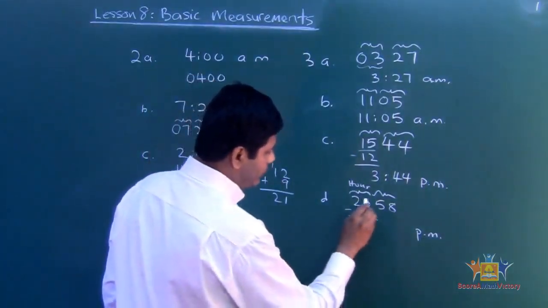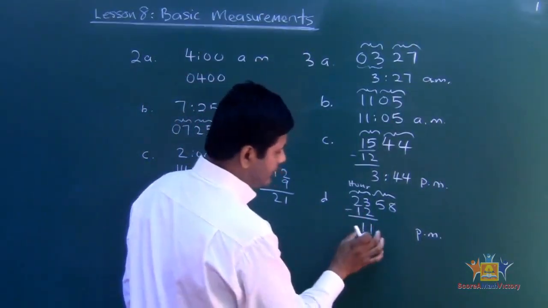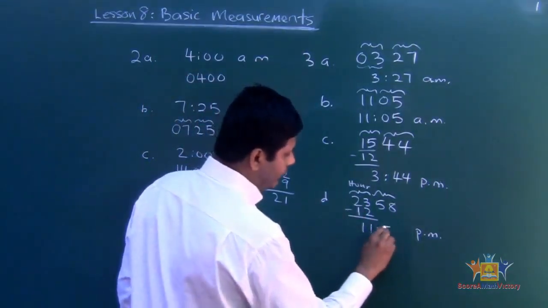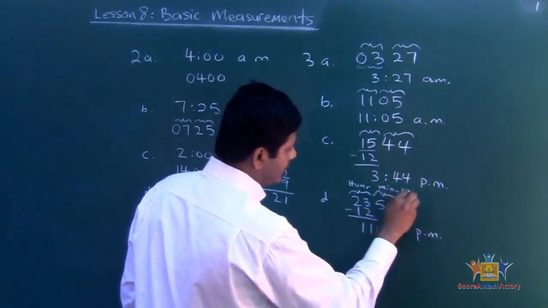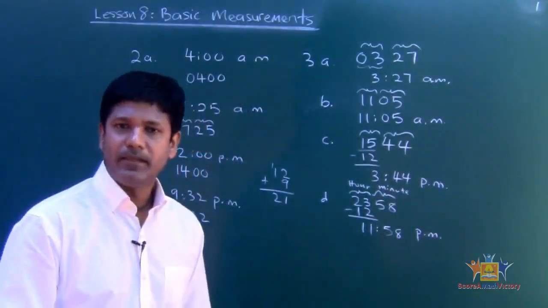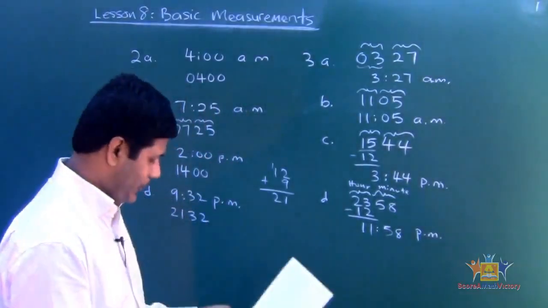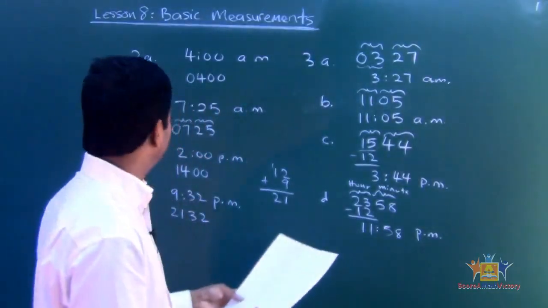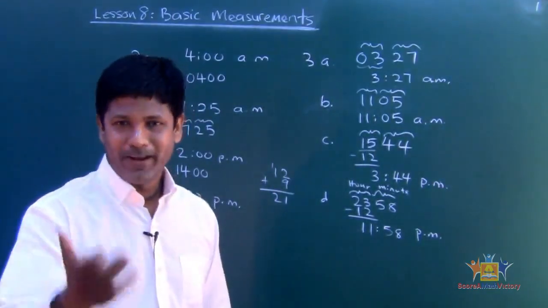Alright, so 3 minus 2 is 1, 2 minus 1 is 1. So that gives me 11:58, because this is the minute, 58 PM. Right there, 11:58 PM. Pretty easy, isn't it? Very straightforward, alright? Okay, good. Alright, let's do problem number 4. Let Mr. Mac erase the board and we'll do problem number 4, and I'll be back with you.